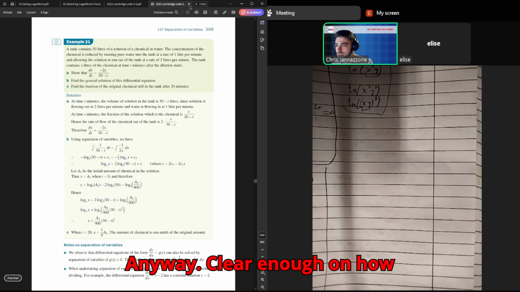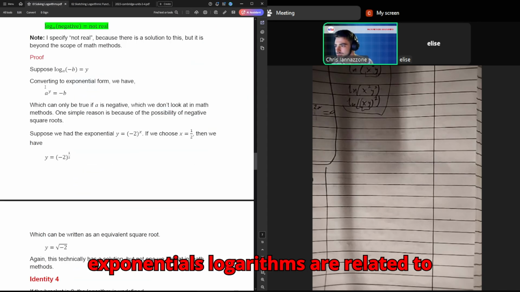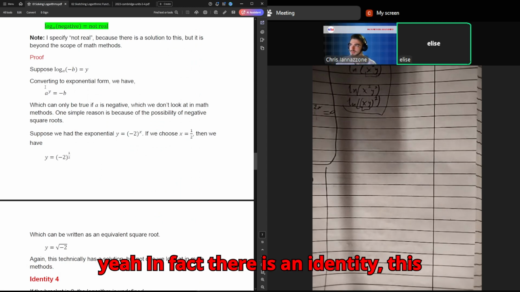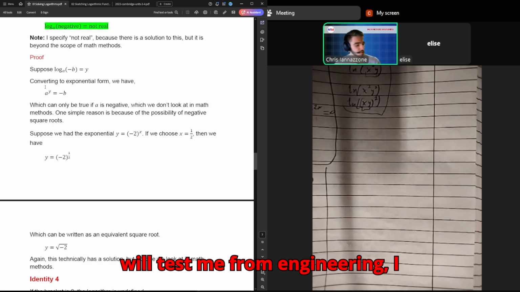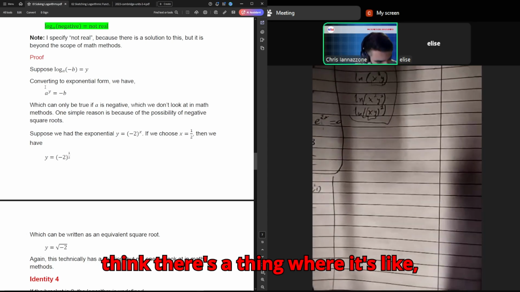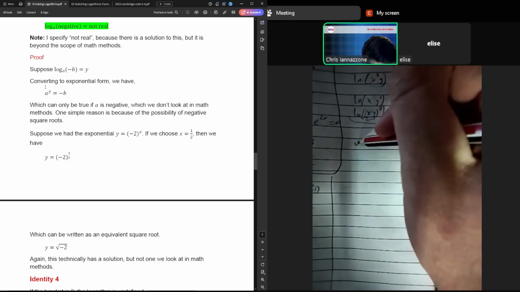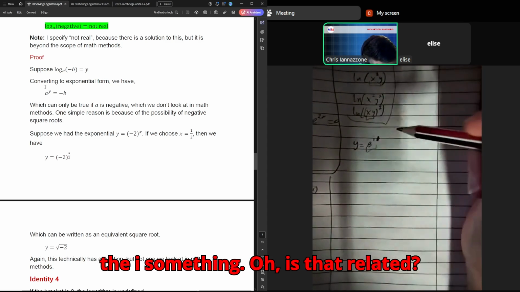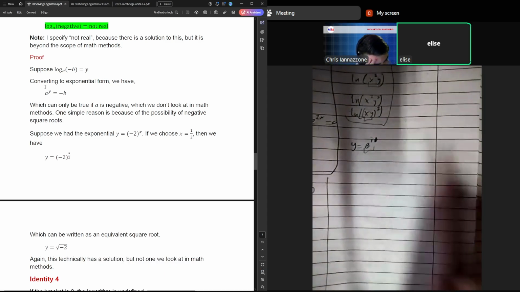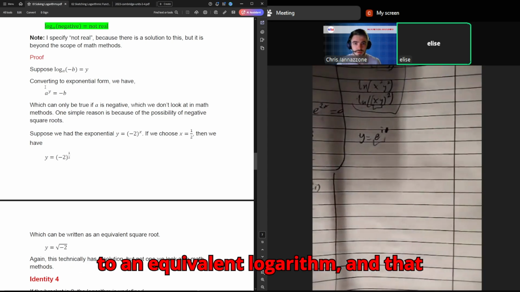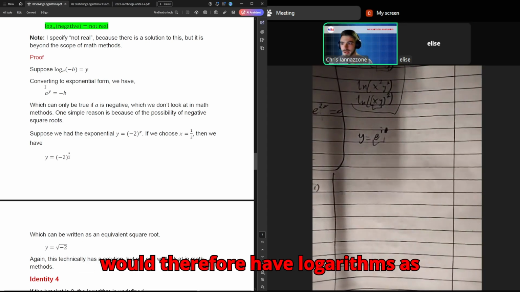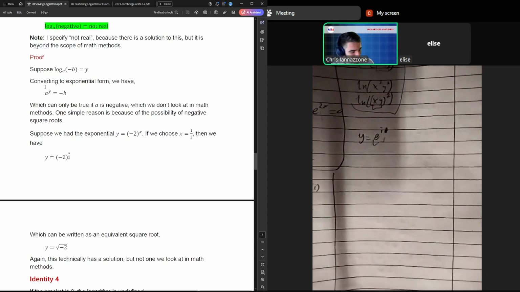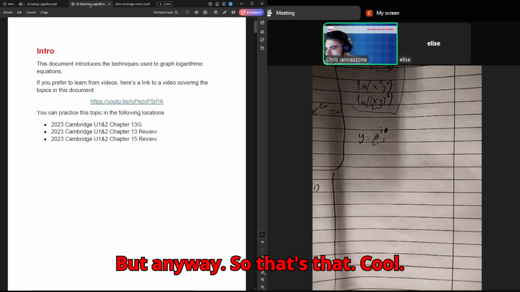Anyway, clear enough on how exponentials and logarithms are related to complex numbers? Yeah. In fact, there is an identity. Oh, this will test me from engineering. I think there's a thing where y equals e to the i theta, and that's a way to do polar form, having e to the i something. And then obviously you could convert that to an equivalent logarithm, and that would therefore have logarithms as complex. That's testing me though. It's been a while since I've looked at that. But anyway, so that's that.